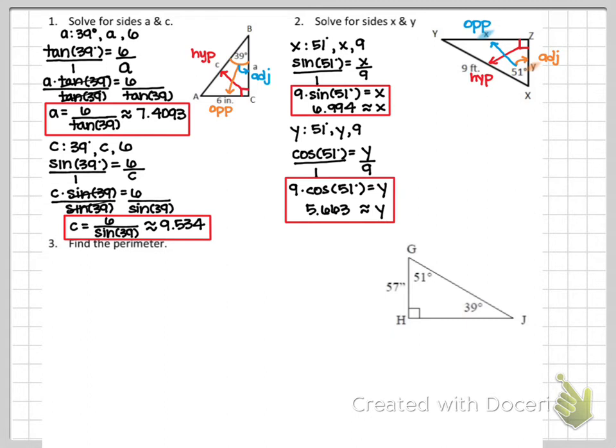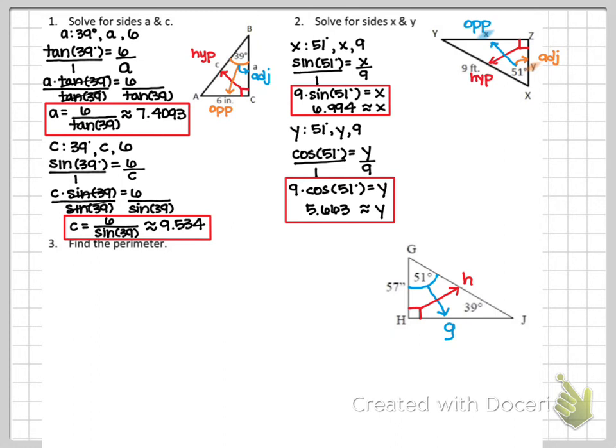So if this is angle G, that is 51, then across from it is going to be lowercase g. With the box in the corner being angle H, then across from it is going to be lowercase h. So we need to find g and h in the picture.